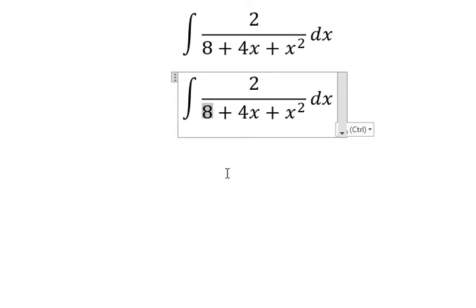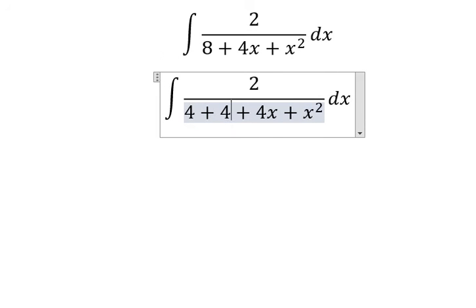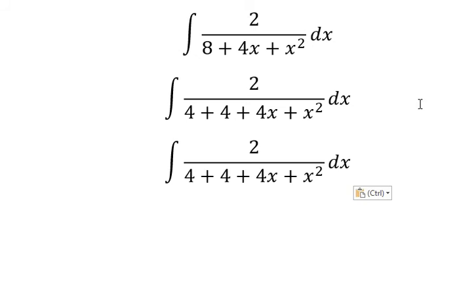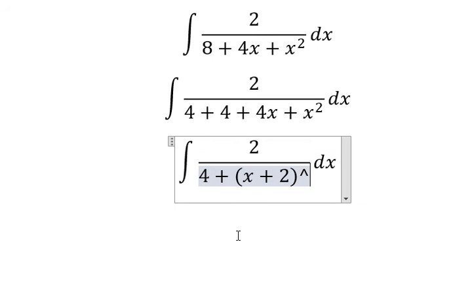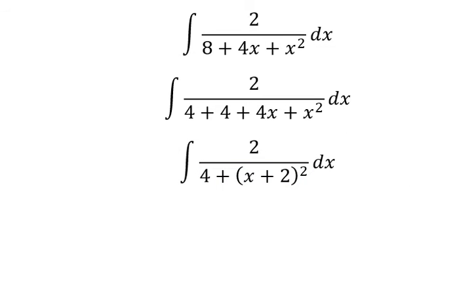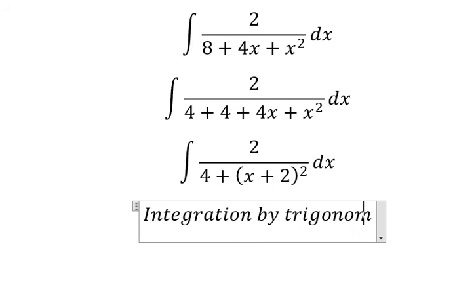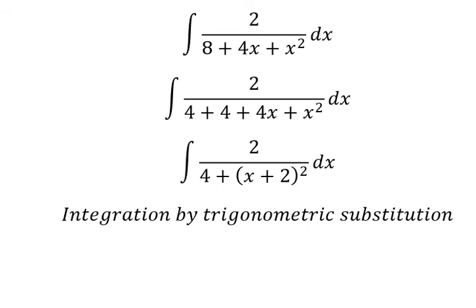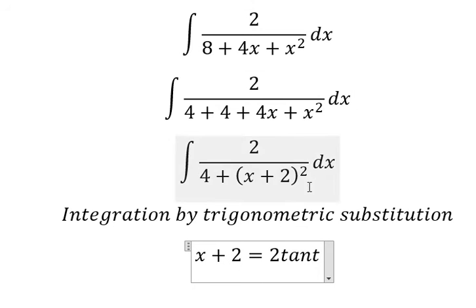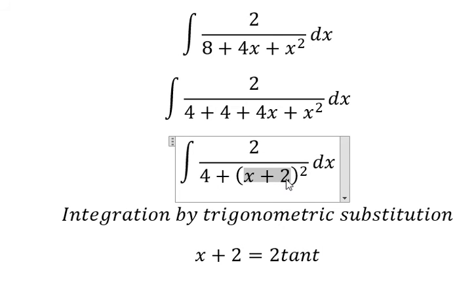About number 8, I can put it into 4 plus 4. Next, we can do identities, and that is s plus 2 to the power of 2. Next, we can use integration by trigonometric substitution. So I will put s plus 2 equal to 2 tan t, because if I put this one here, we have 4 tan t square.